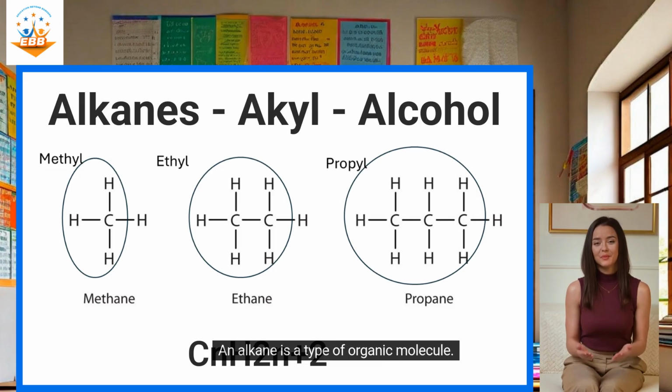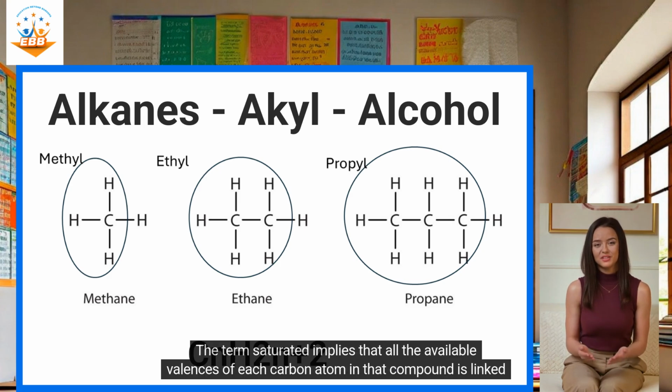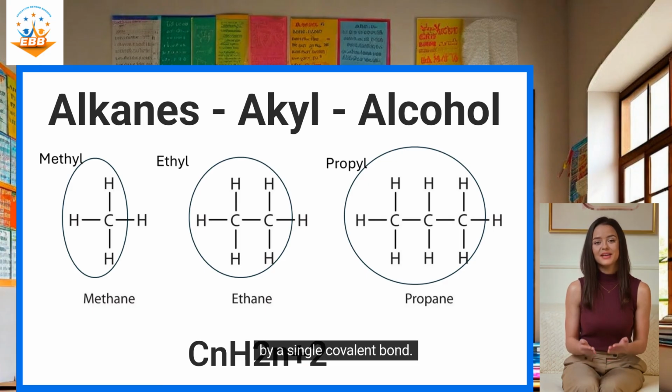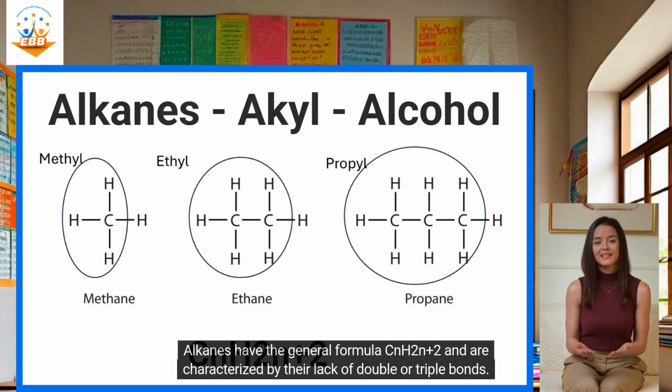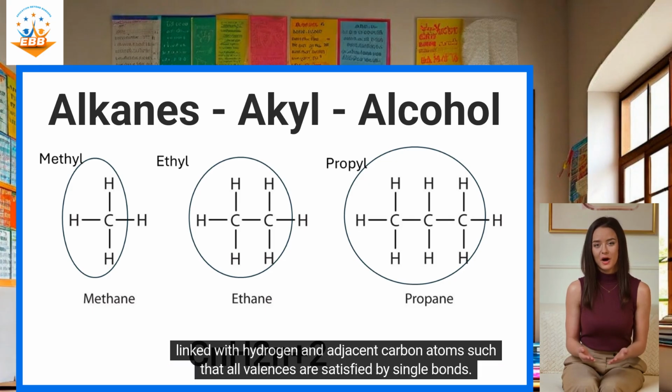An alkane is a type of organic molecule. Specifically, it is a saturated hydrocarbon made up of only carbon and hydrogen atoms linked by single covalent bonds. The term saturated implies that all the available valences of each carbon atom in that compound are linked by a single covalent bond. Alkanes have the general formula CnH2n+2 and are characterized by their lack of double or triple bonds. In the examples shown, methane, ethane, and propane are each 1, 2, or 3 carbon-saturated alkanes covalently linked with hydrogen and adjacent carbon atoms such that all valences are satisfied by single bonds.